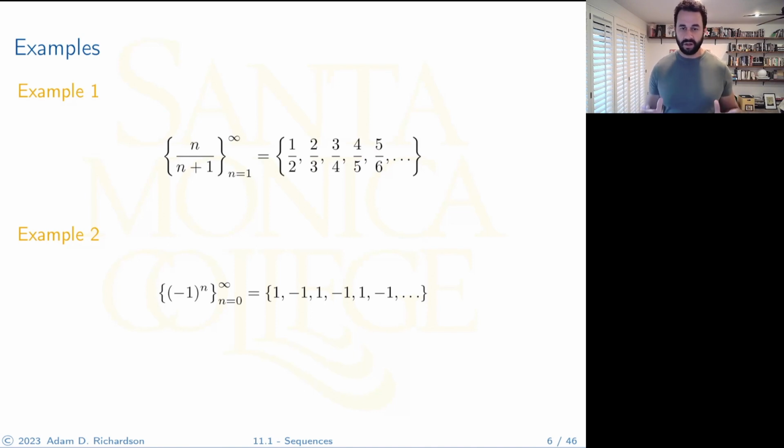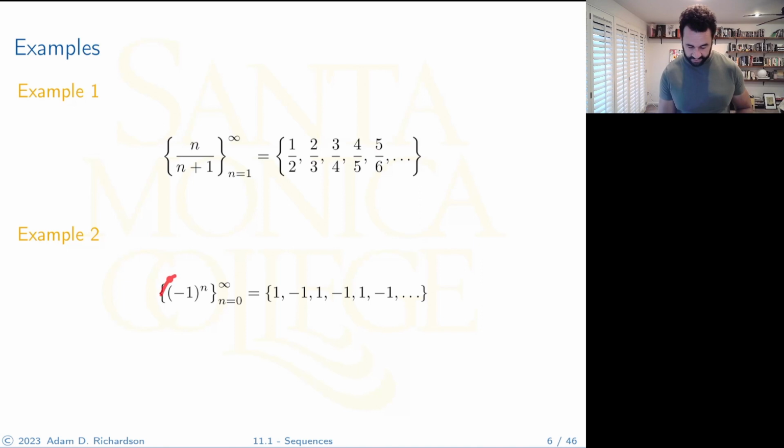Right, so here's a couple easy examples. I'm not going to dwell too long on them, but here's an example of a closed form of a sequence. N starts at 1 and keeps going forever. So when I plug in n equals 1, I get 1 over 2. That's the first term of the sequence. When n equals 2, I get 2 over 3. That's the second term of the sequence, and so on, and so on.